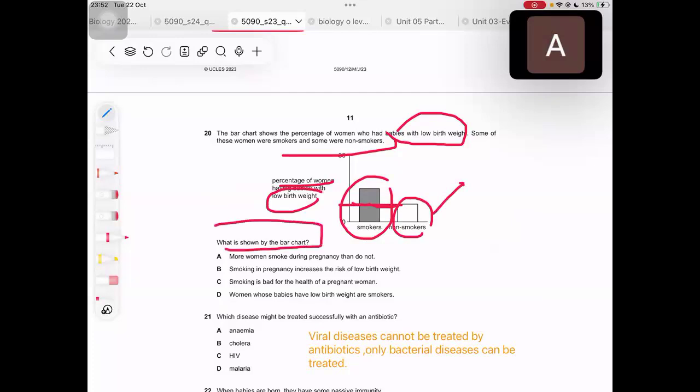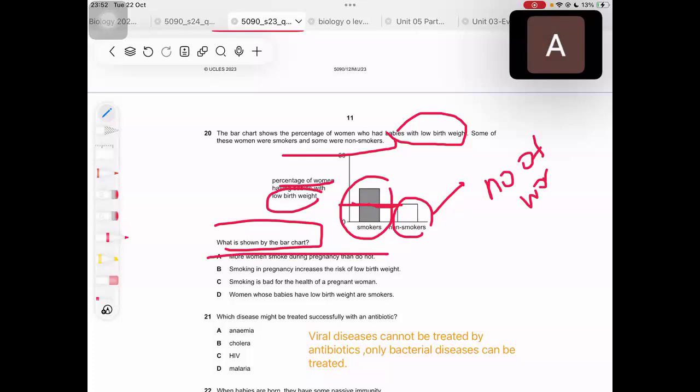Okay, what is shown by the bar chart? A: more women smoke during pregnancy than do not. By looking at this particular diagram only, you can't say that more women smoke during pregnancy. They are not showing anything about the number of women. Are they? No, they're just showing the percentage of having low weight children. They're not talking about the number of women. Therefore, A could be eliminated.